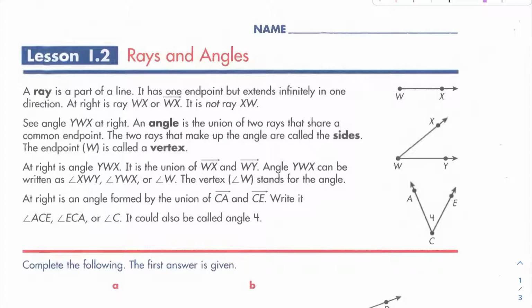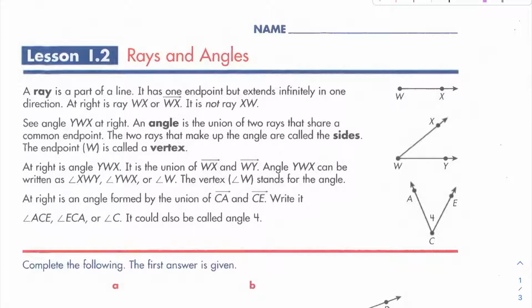However, you cannot call this ray XW. The order does matter here. You have to start with the endpoint, which in this case is W, and go towards the arrow. That is the order that is correct for naming a ray.